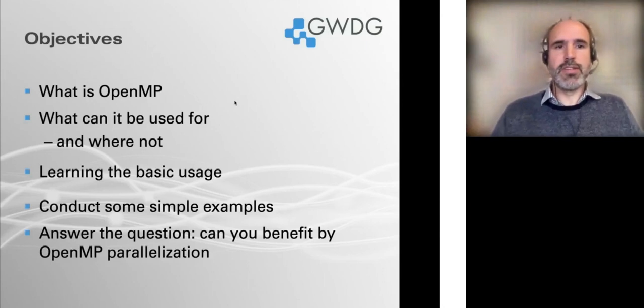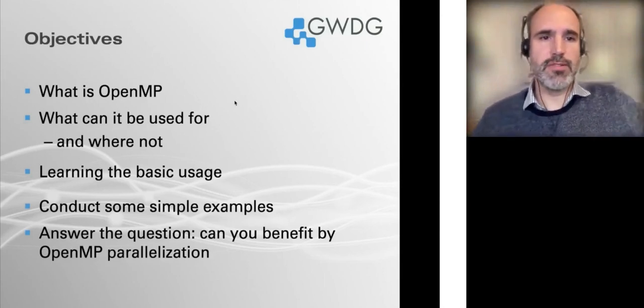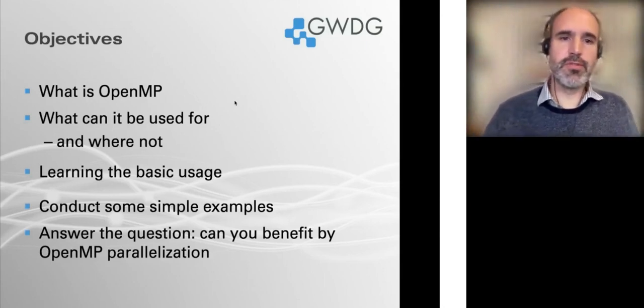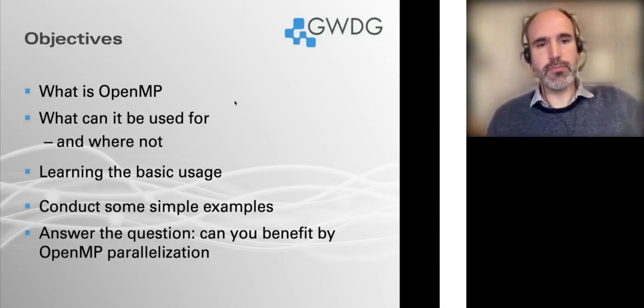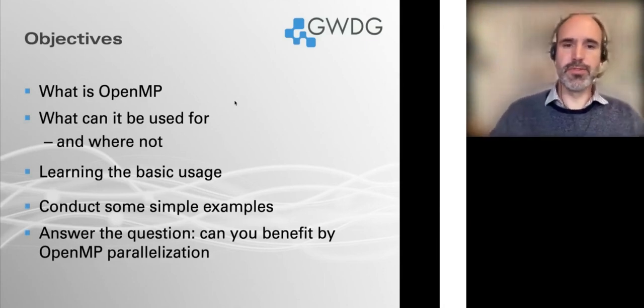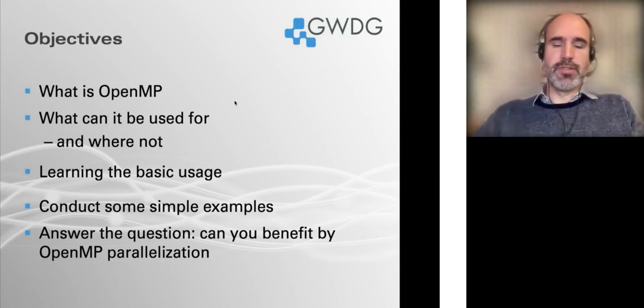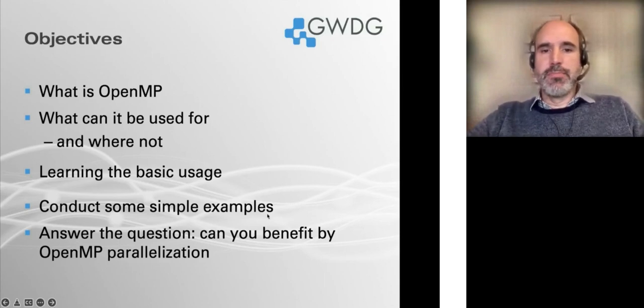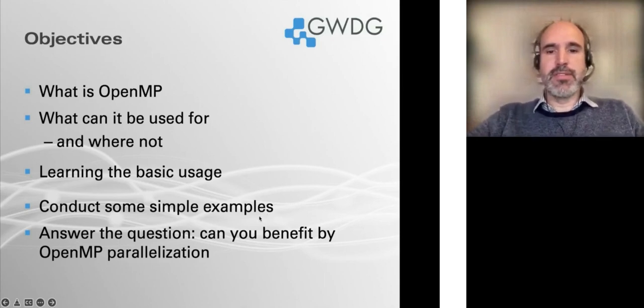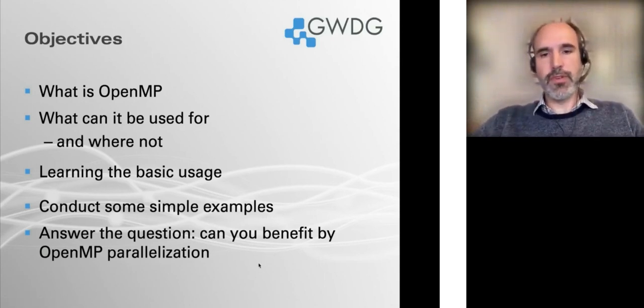So the objective today is that you should basically understand what OpenMP is about, what it can be used for, and where it's actually not applicable. You should learn the basic usage by actually doing the exercise afterwards. You should conduct simple examples in the exercises, and then at the end you should be able to answer the question: can you benefit from OpenMP parallelization with your actual problem statement?